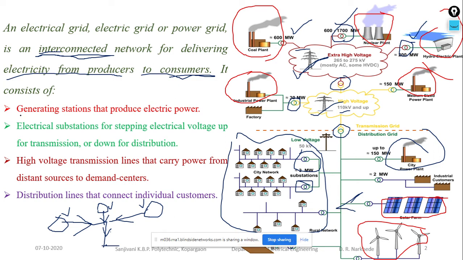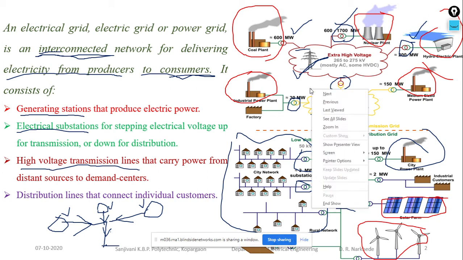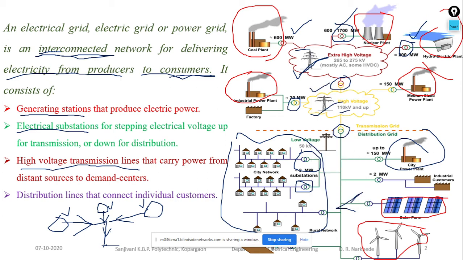And the most commonly used parts of this are the generating station, where electricity is generated, the electrical substation, which will increase or decrease the voltage level, then the high voltage transmission lines. These are the towers which you can observe over here. These are the high voltage transmission lines, and distribution lines. So near the consumer end, whatever lines are there, these are called distribution lines. Distribution lines will carry the power at reduced voltage.